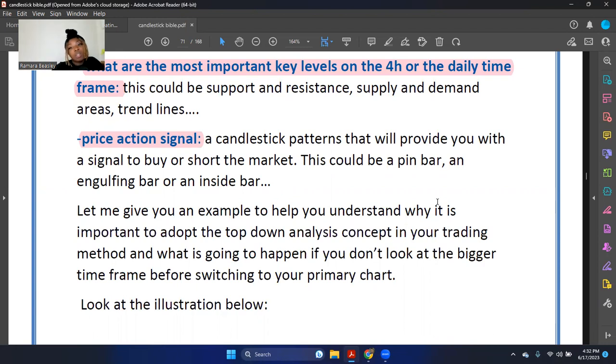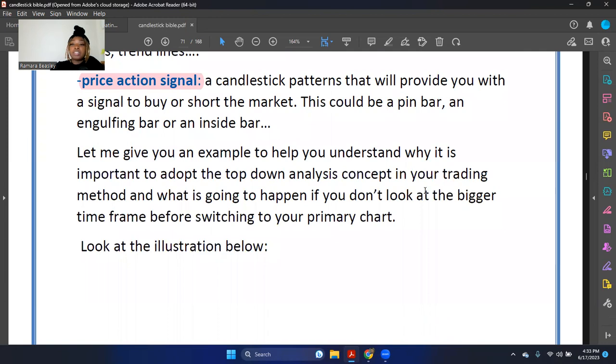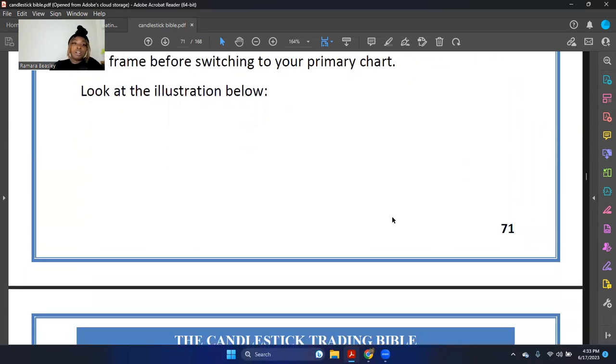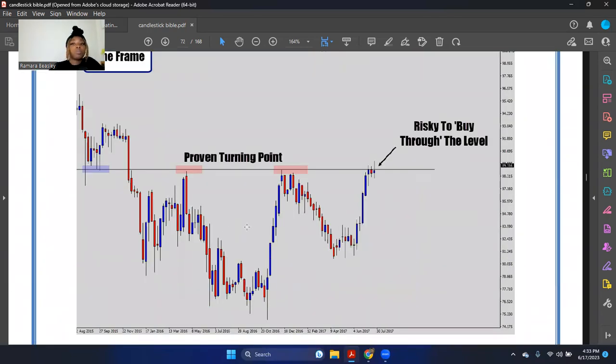Let me give you an example to help you understand why it is important to adopt the top-down analysis concept in your trading method, and what is going to happen if you don't look at the bigger time frame before switching to your primary chart. Look at the illustration below.